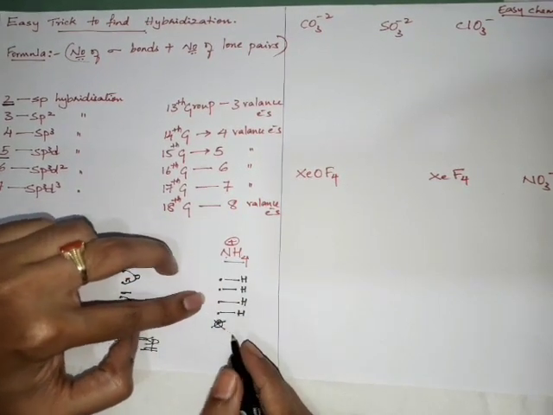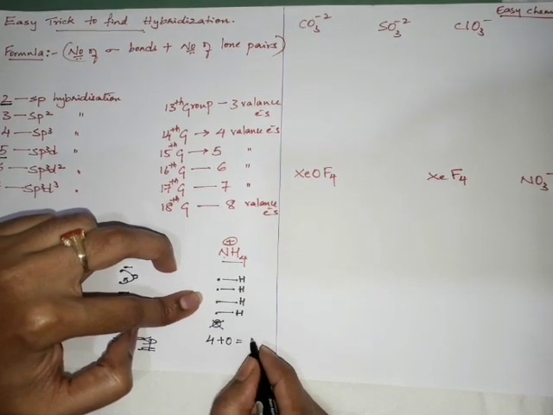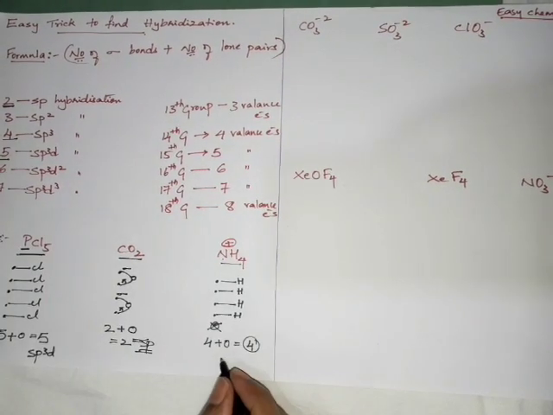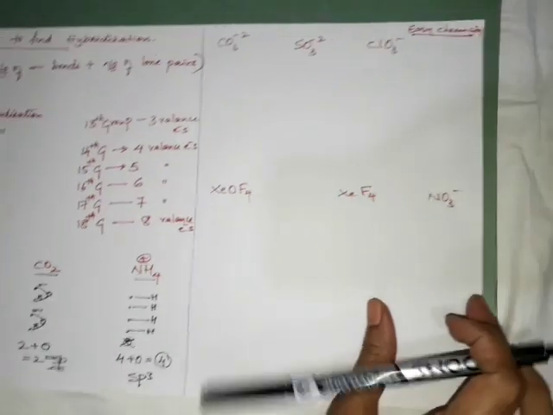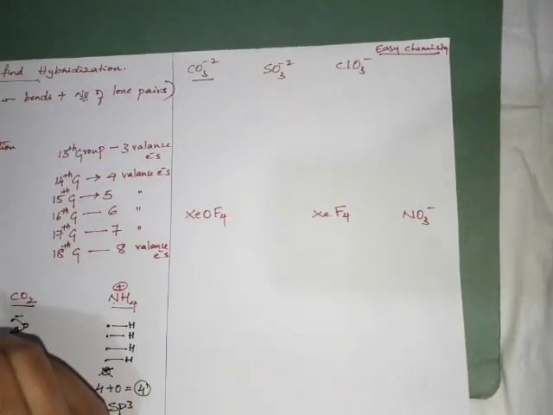So how many sigma bonds do you have? 4, and lone pairs are 0. So you got a digit 4. 4 means what hybridization it is? sp3 hybridization. Okay. Let us move on to CO3 minus 2 ion.